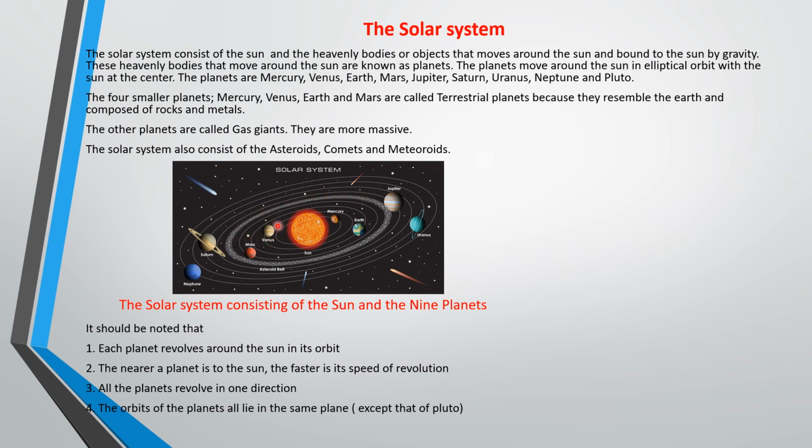There is something that we should note: each planet revolves around the sun in its orbit. We have said that before. And the nearer a planet is to the sun, the faster is its speed of revolution. All the planets revolve in one direction, and the orbits of the planets all lie in the same plane except that of Pluto. So these are some key points that you need to take note of when we are talking about the planets.